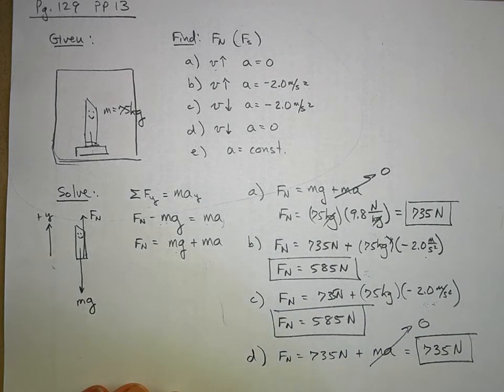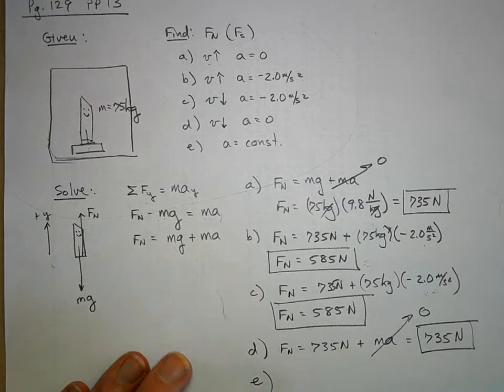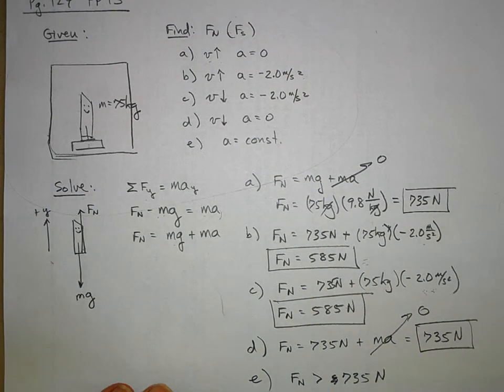Now for part E, it says, part E is kind of silly. It says it slows to a stop at a constant magnitude of acceleration. What do you need to know? Well, you know you're going to feel heavier. The normal force is going to be greater than your weight. But you don't know how much greater than your weight because they didn't give you enough information. So I would say, if I were to answer that, the normal force is going to be greater than 735 newtons, but I don't know how much greater.